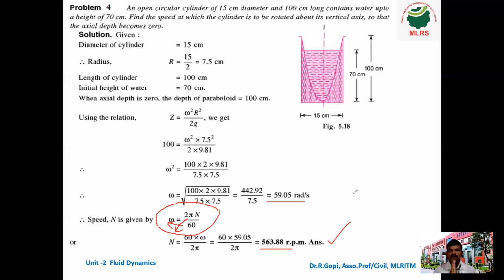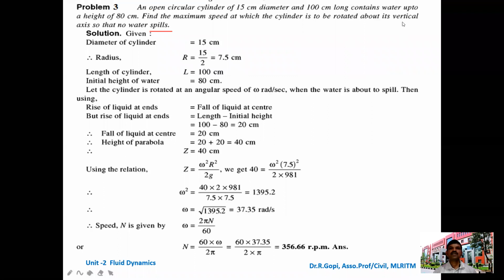Students, if you understand the question correctly, it is just a formula and direct substitution. It's very easy. Most of the students in the examination didn't understand the question properly. In this problem, axial depth becomes 0, so under this condition z equal to 100. In the previous problem, see what condition they gave: there is no water spill. No water spill means the rise of liquid at the ends equals the fall of liquid at the center. You have to apply this condition, and based on it, you must calculate z.